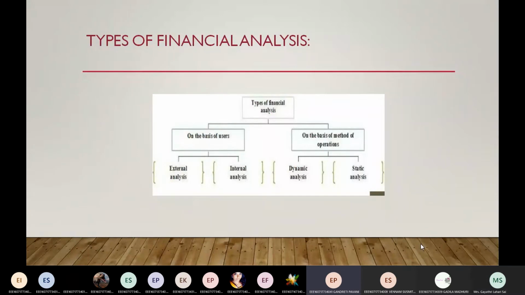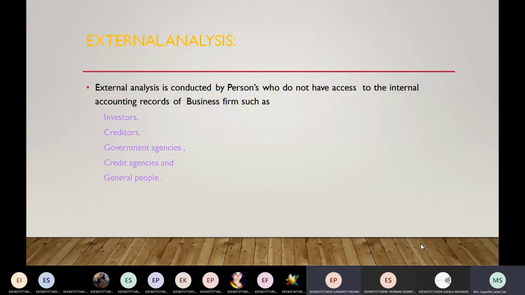Types of financial analysis. We have types of financial analysis based on the users and based on the method of operations. Based on the method of operations, we have two types, dynamic analysis and static analysis. And based on the users, we have two types, external analysis and internal analysis.